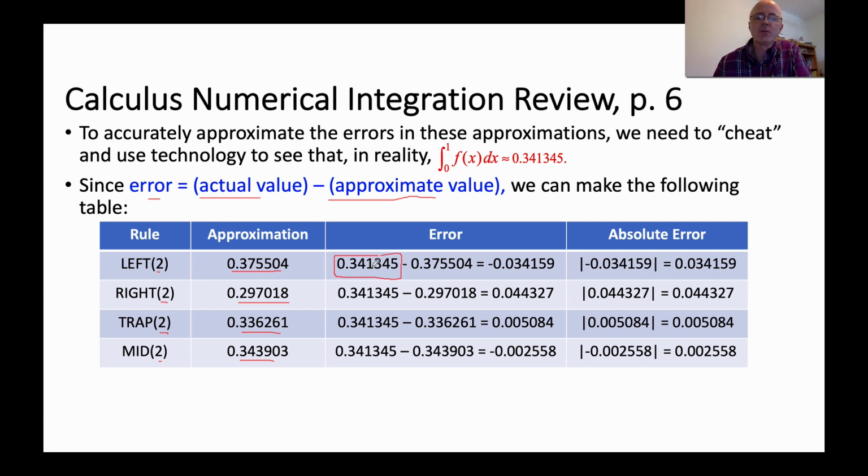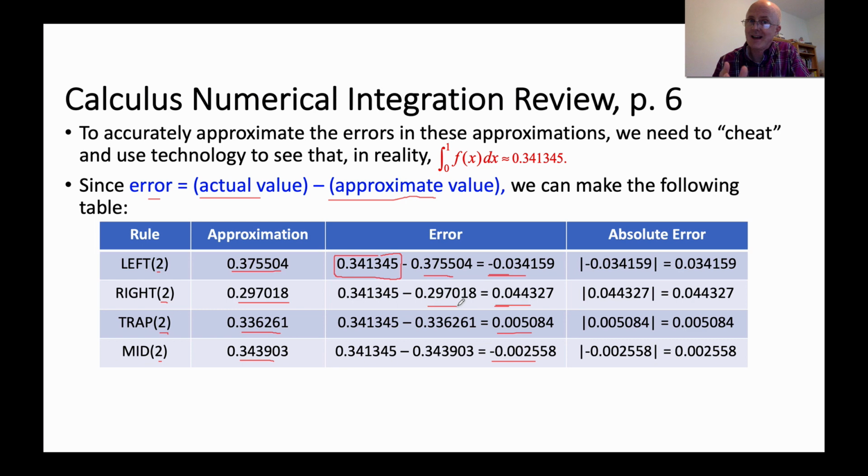So taking the actual value and subtracting the approximate value in each case gives you this error, which can be negative or positive. It's confusing. Negative errors actually result from approximations that are too big. Careful. And positive errors result from approximations that are too small. It's a little confusing, but it is the way things are done. And there is a good reason for that I'm not going to get into.